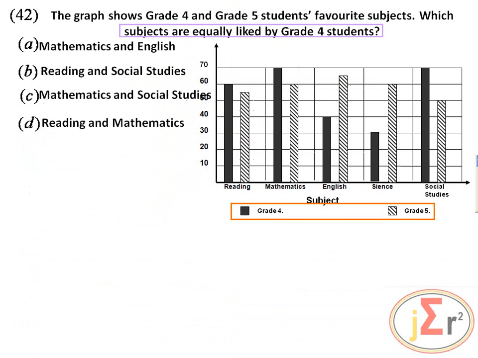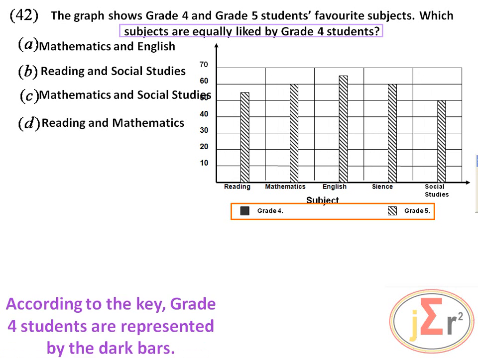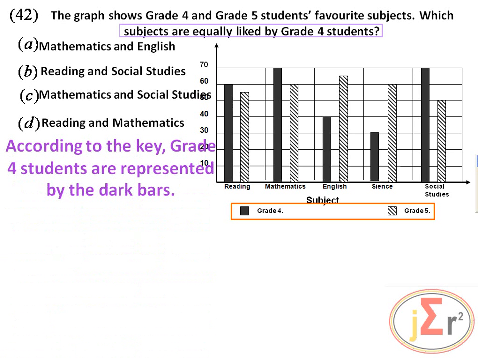We also have this problem that is related to the bar graph. Which subjects are equally liked by grade 4 students? And we know that grade 4 students are the students that are represented by the completely dark bar. So we may eliminate the other bars.